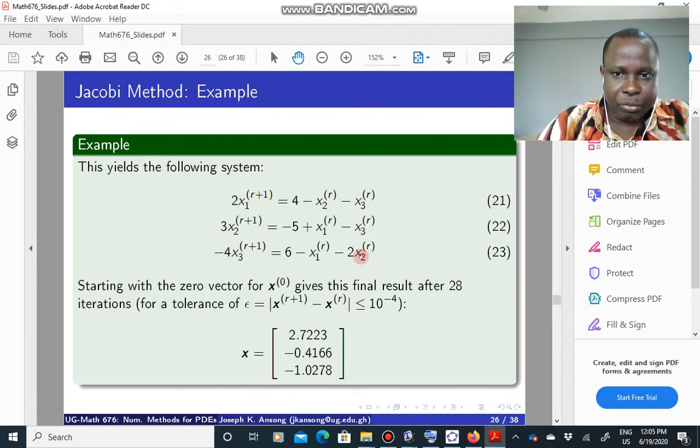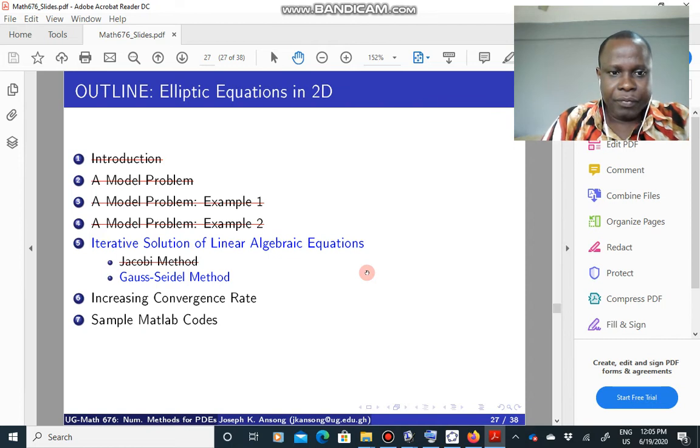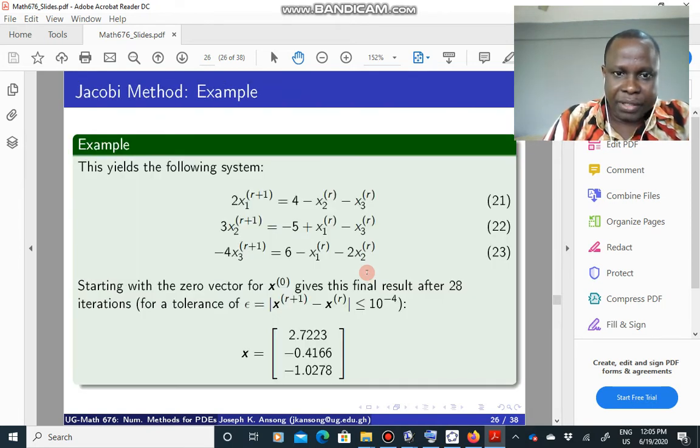All right, so pay attention to the simple equations. They are simple, but they have a lot of information. So we are going to move on to the Gauss-Seidel method. Before we do that, I'll just explain something, and I'll explain more later on.